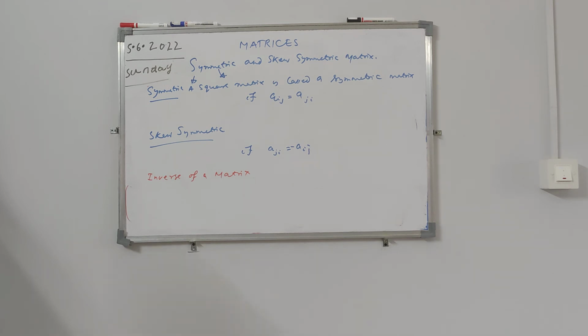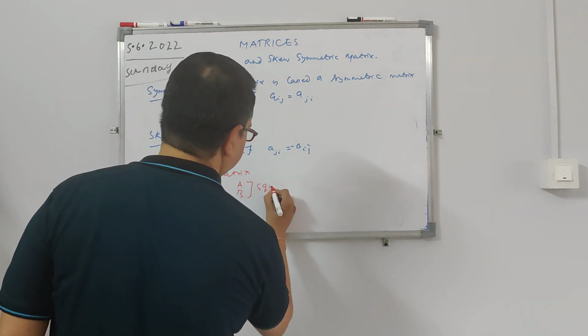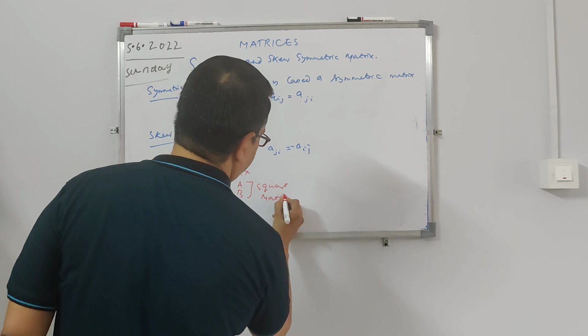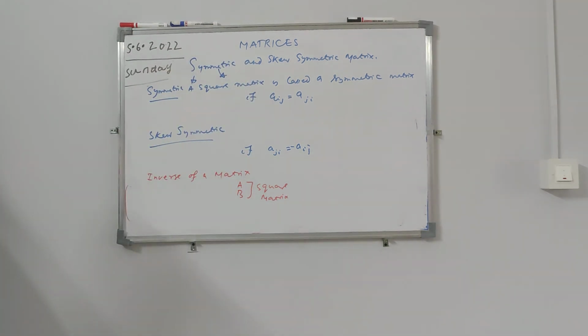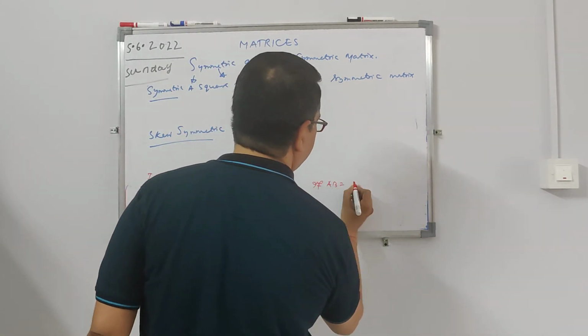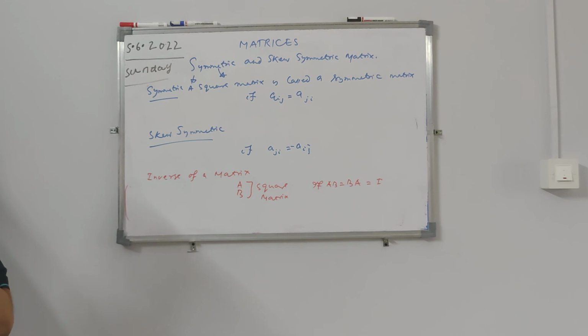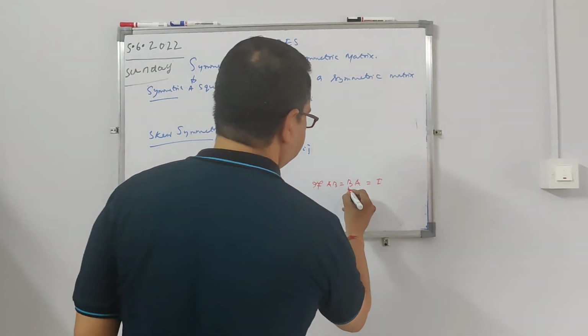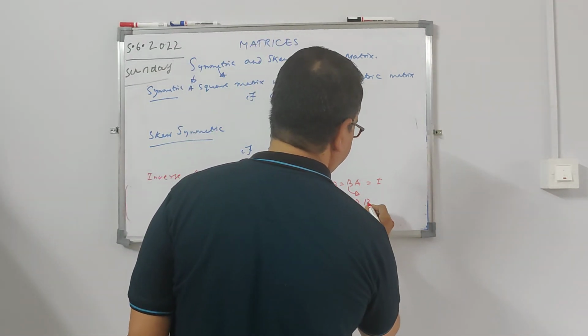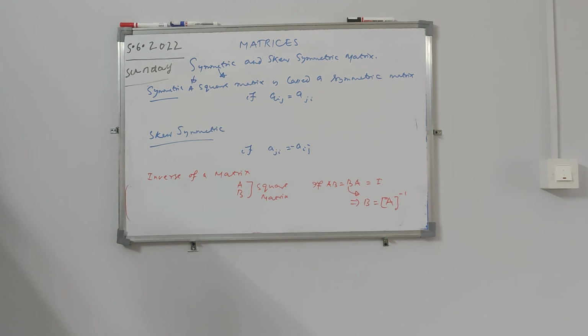Let A and B be two square matrices. If AB is equal to BA, which is an identity matrix or unit matrix, then B is the inverse of A. If this condition is met, that implies B is equal to A inverse. The multiplication will give rise to an identity or unit matrix.